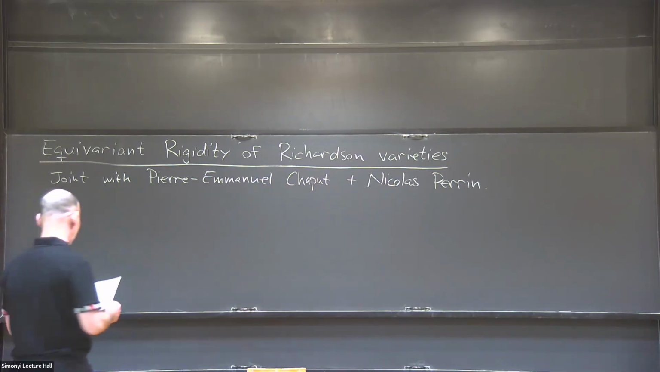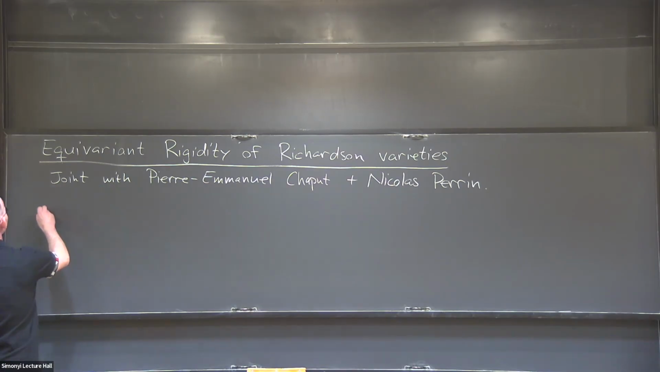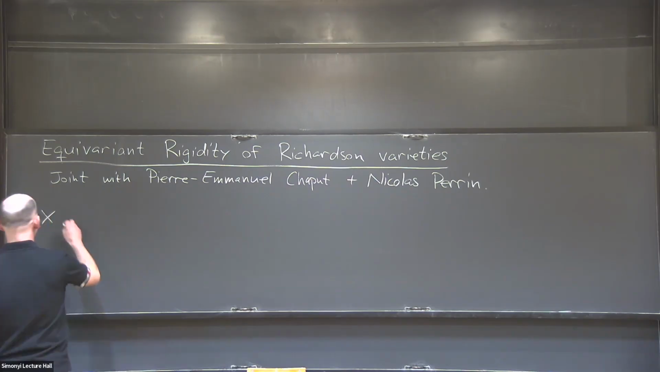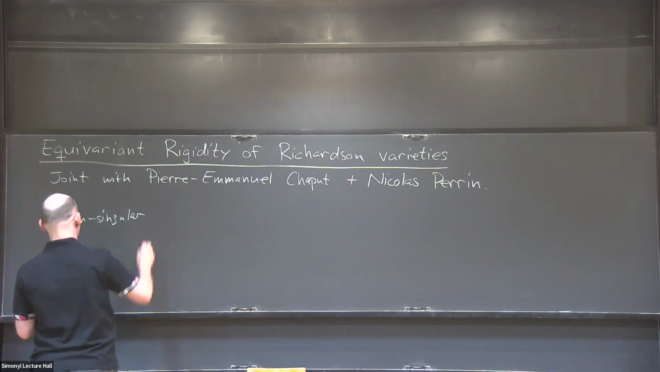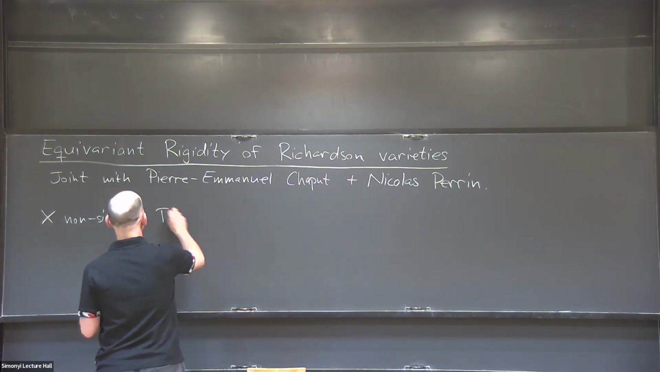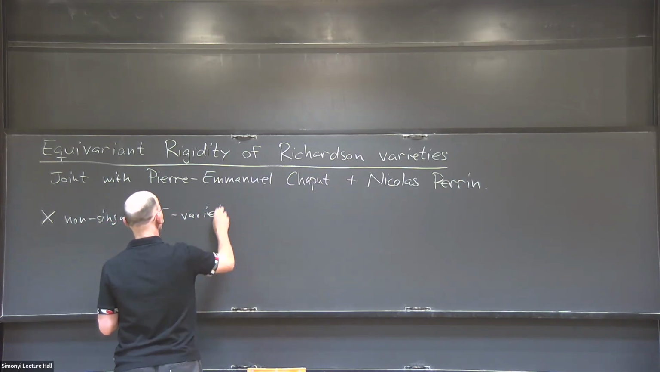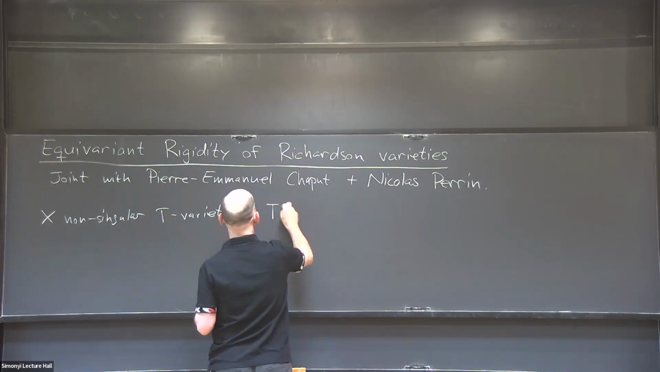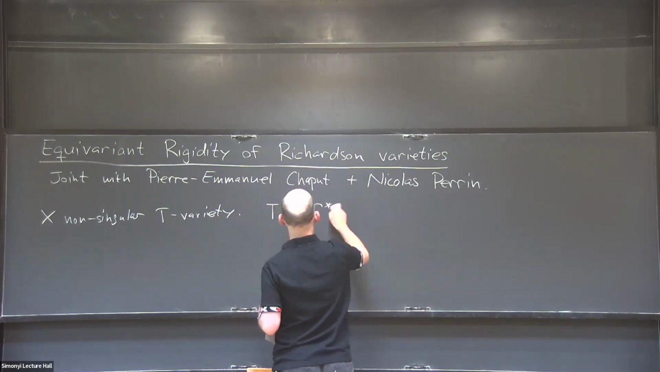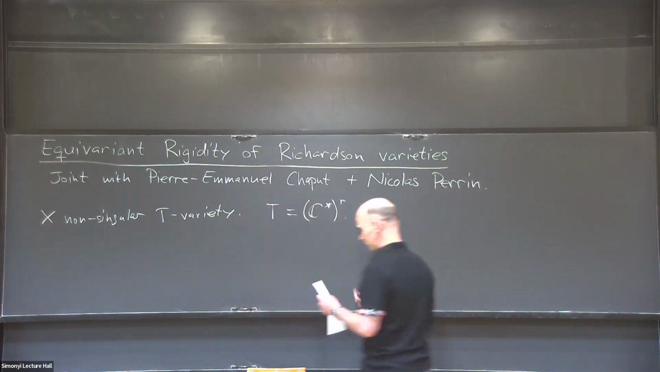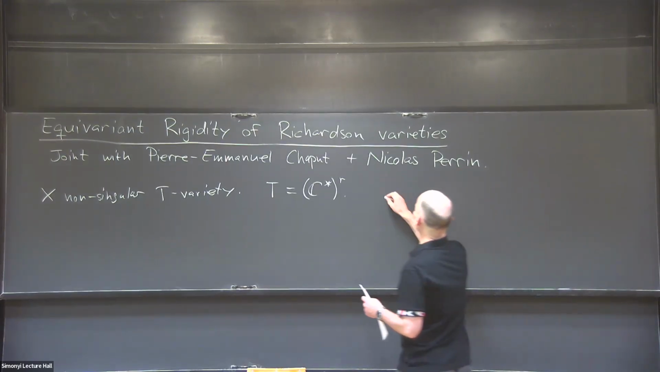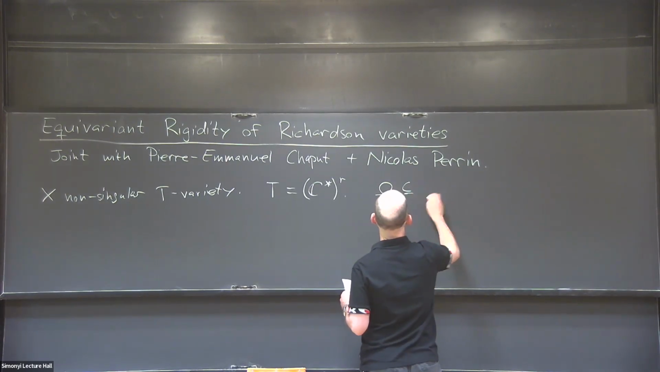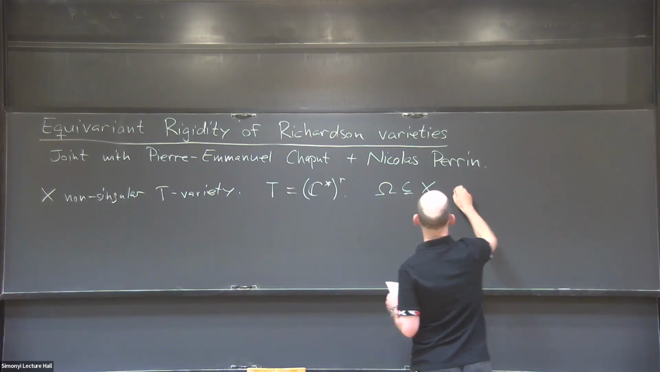So, definitions. Let's say that X is a non-singular T-variety, where T is a torus, and let's say we have a closed T-stable subvariety Omega.